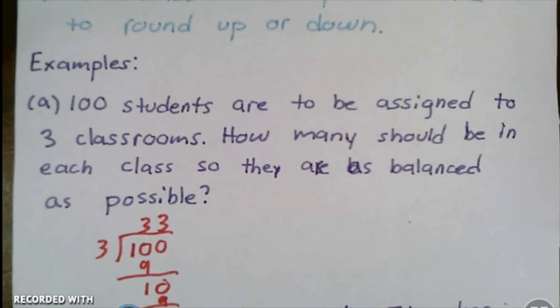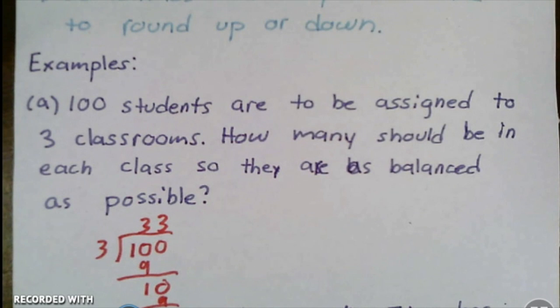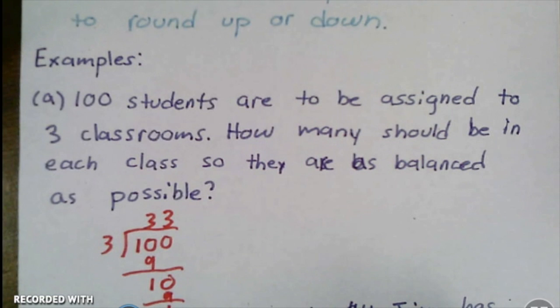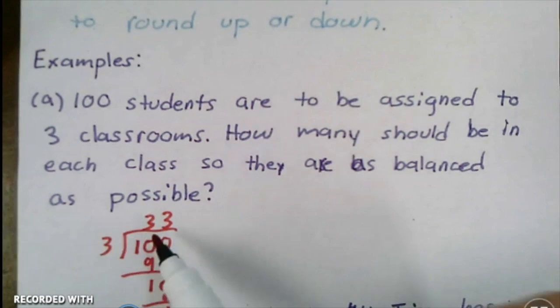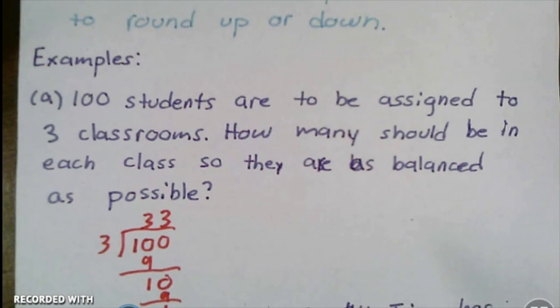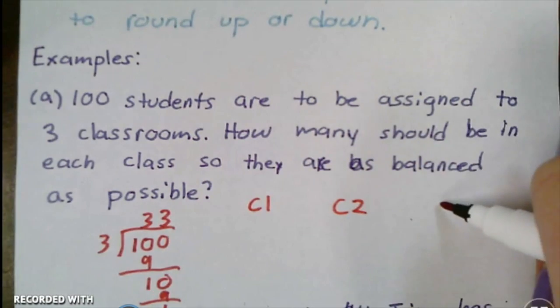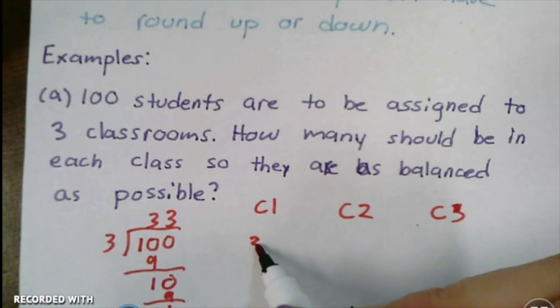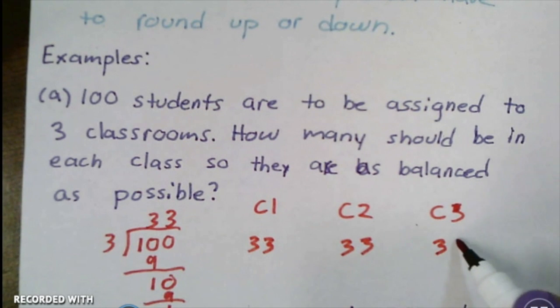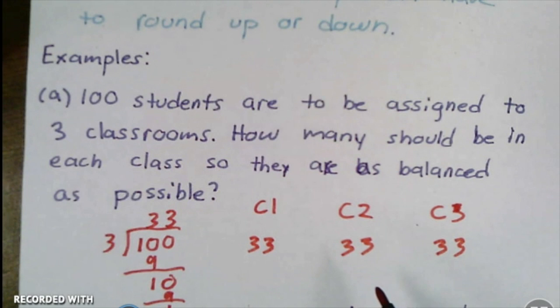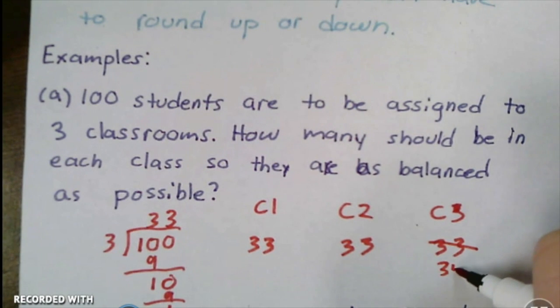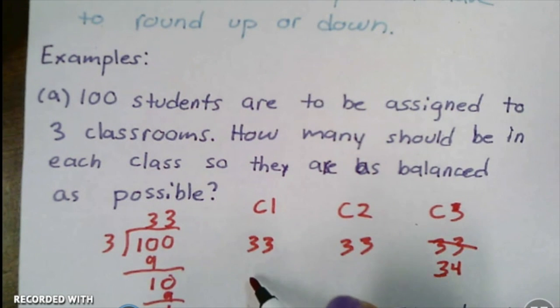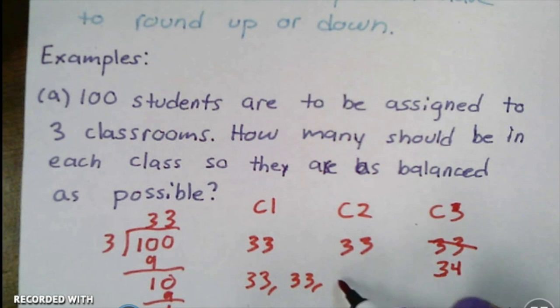Now I have to decide which way would make the most sense for me to write this answer. I have one student. This is what this 1 represents. So we've got 33 that can go into each class, but then I've got this one student left over. Well, if I think back at my problem, it's talking about classrooms. So I have 3 classrooms. I got classroom 1, classroom 2, and classroom 3. 33 students would go into all of them. And then I would have one student left over. So what would I do with that student? Well, I would put it into one of these classrooms. So let's say that I put that student in here. So my answer would actually be 33, 33, and 34.